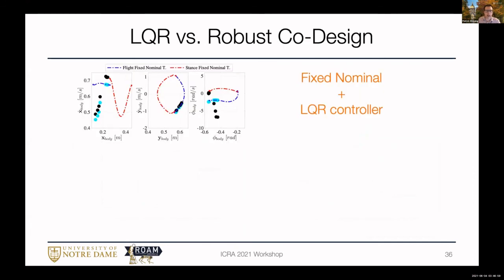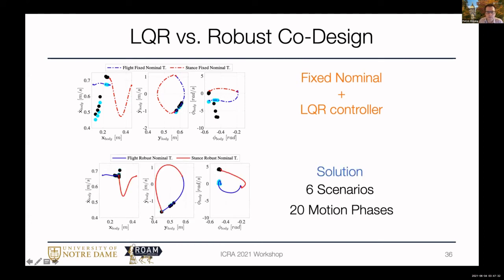In terms of looking at those post-impact states, here I'm showing you the phase portrait and the pre and post-impact states for the LQR controller. So here in blue are our pre-impact states, and in black are our post-impact states. And I'm showing you here phase portraits for the X position and velocity of the body, the Y position and velocity of the body, and the pitch and pitch rate for the body. So here we got a good amount of spread for the LQR controller.